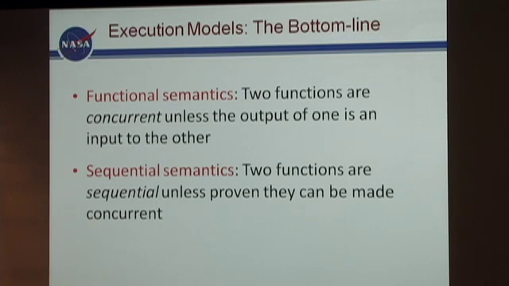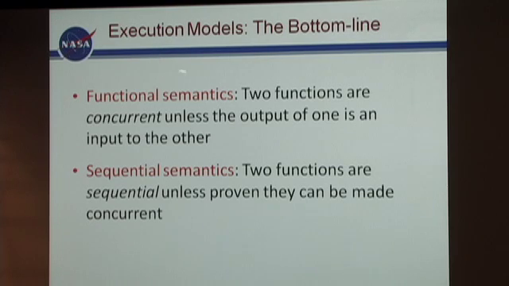So the bottom line here is that in the system, we have a functional semantics. Two functions are concurrent unless the output of one is the input to the other. That allows us to spread the computations out. They also don't interfere with one another because they are functions.